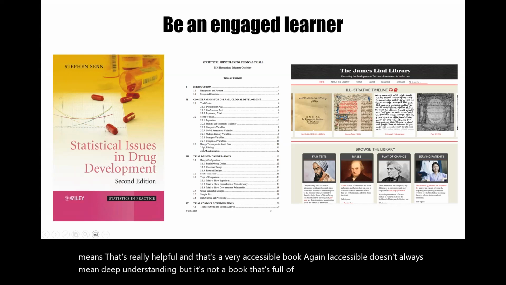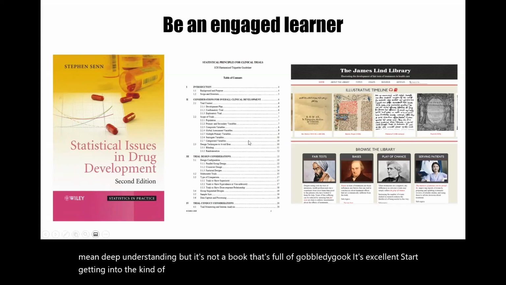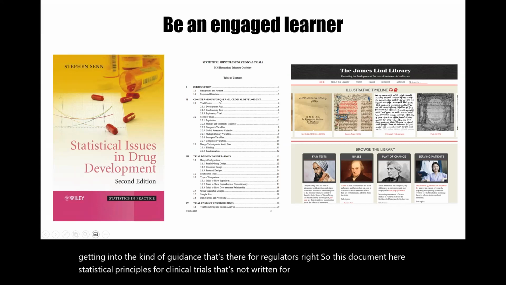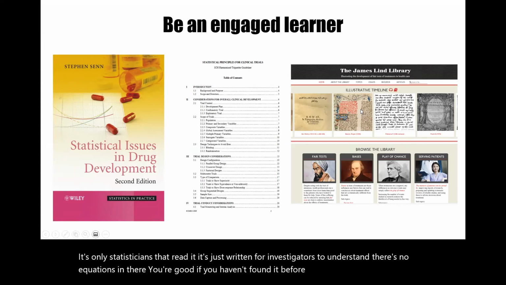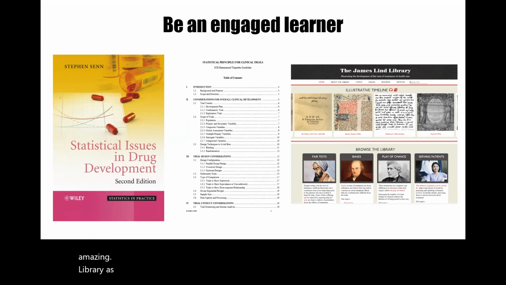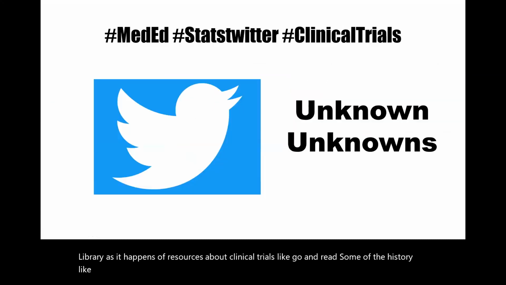It's excellent. Start getting into the kind of guidance that's there for regulators, right? So this document here, Statistical Principles for Clinical Trials, that's not written for statisticians, right? It's not only statisticians that read it. It's written for investigators to understand. There are no equations in there. You're good. If you haven't found it before, the James Lind Library has this amazing library of resources about clinical trials. Go and read some of the history, get involved in understanding these things.